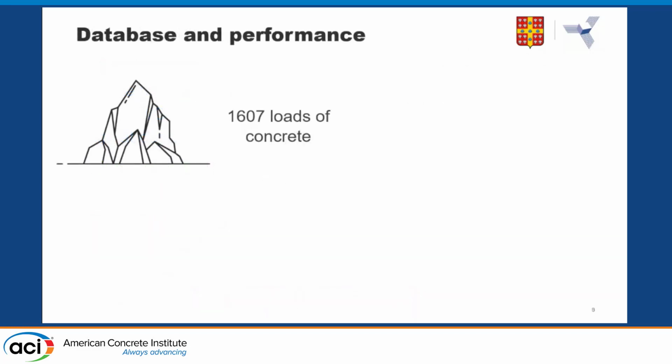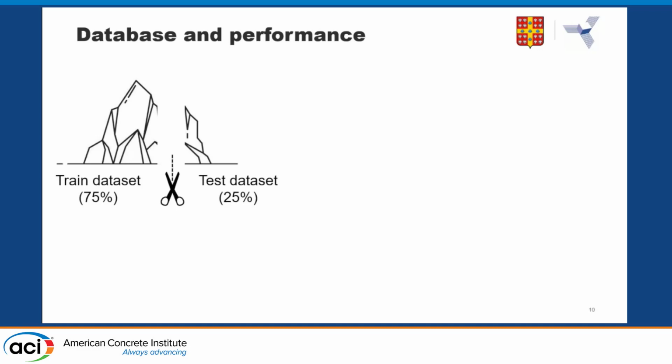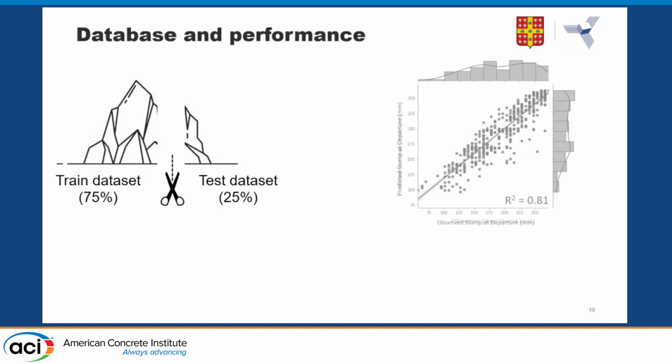If I continue, this is the data set I used, around 1,600 loads of concrete, and as always in this kind of situation, I had to cut my data set in 2 parts, test and train, and this is the performance I had at that time. So the graphic compares observed slump at departure and predicted slump. You can see that the correlation coefficient is quite good, so we can say it works.